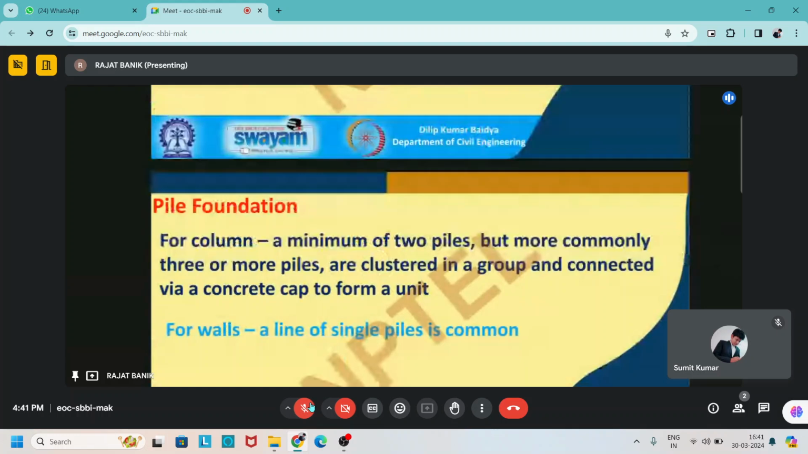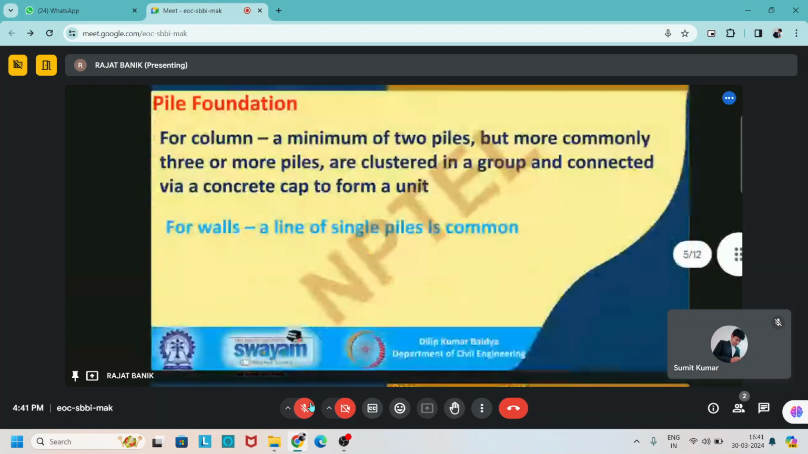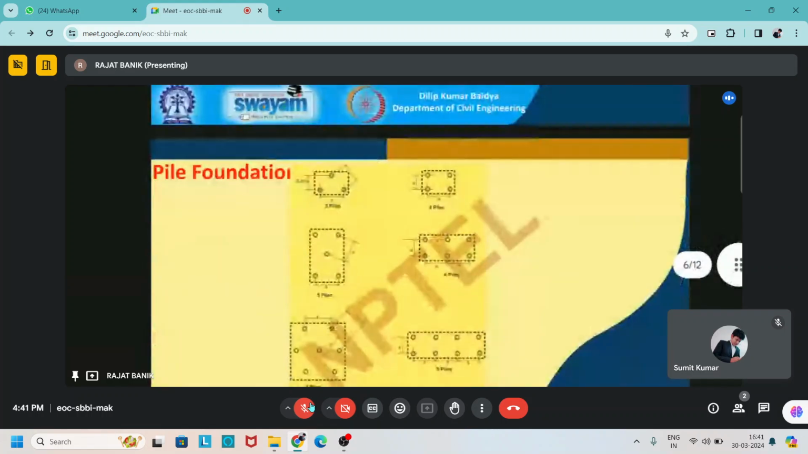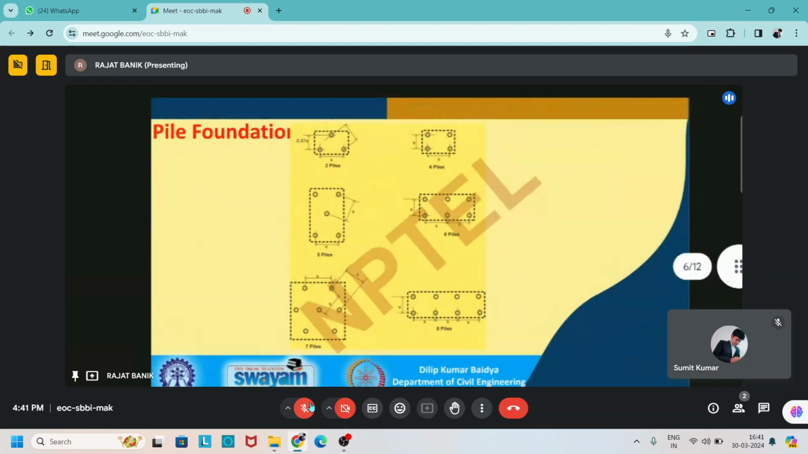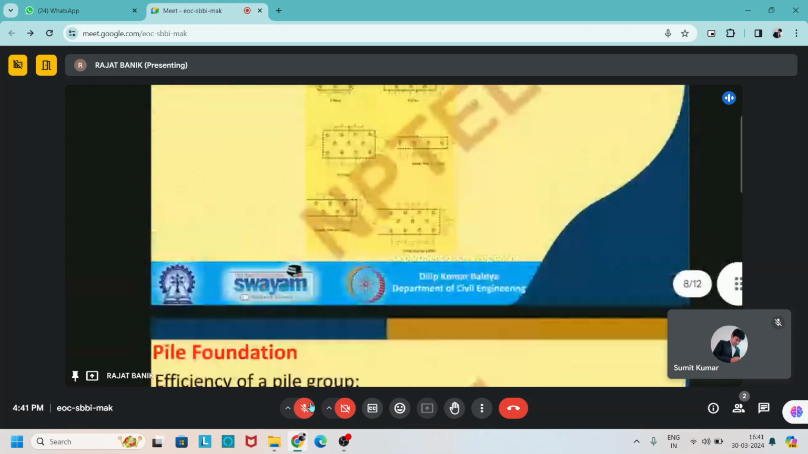For a column, a minimum of two piles, but more commonly three or more piles are clustered in a group and connected by a concrete cap to form a unit. For walls, a line of single piles is common. These are the different arrangements of a group of piles: three piles, four piles, five piles, six piles. So these are the different arrangements for different numbers of piles. We can use more piles as per our requirement.